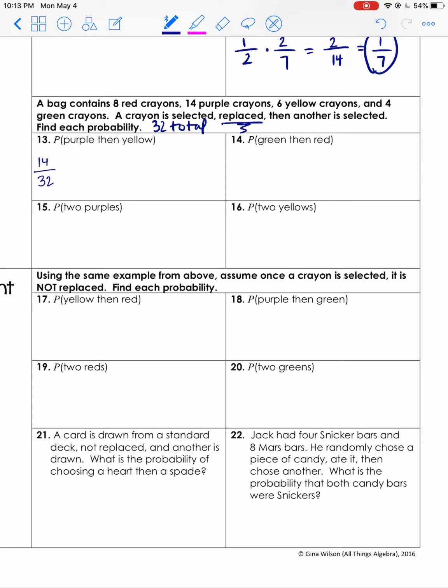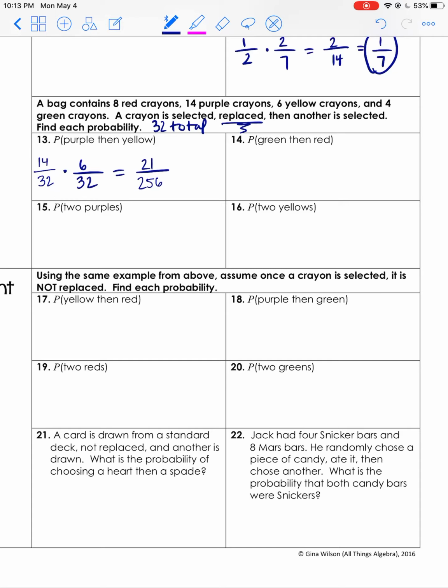Okay. So we take that purple crayon, we color with it. Then we put that crayon back in the bag. And we want to know the probability that we pick a yellow. Okay, well, there are 6 yellow crayons. And how many total crayons are there in the bag? Still 32, because that purple one has been put back. So it's 14 times 6 over 32 times 32, right? So when you do your multiplication and you simplify, you get 21 over 256. And if you're like, well, that's not what I got, simplify, and then it will be if you did it correctly.